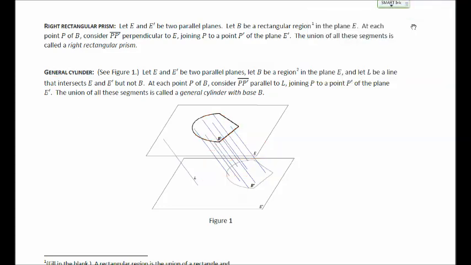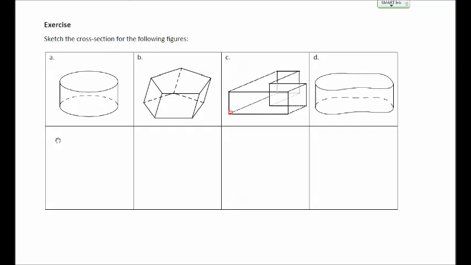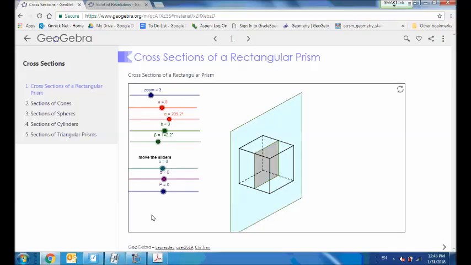Now, Engage New York does have some pictures that we'll look at during class time, but I want to go to some GeoGebra files that give us better visuals of what cross-sections and intersections look like for both cylinders and for cones. The first one we'll look at is the cross-sections of a rectangular prism.